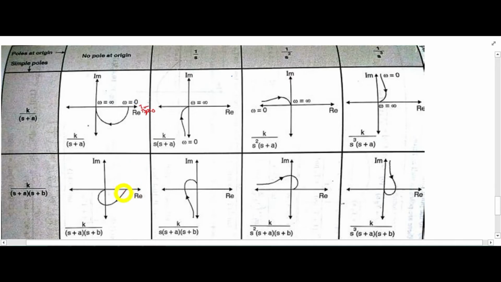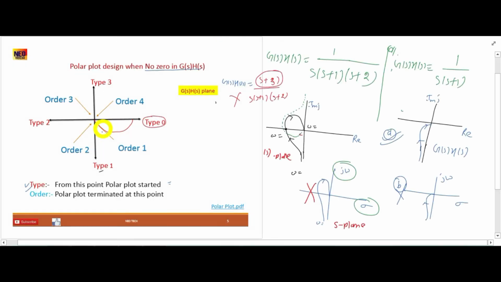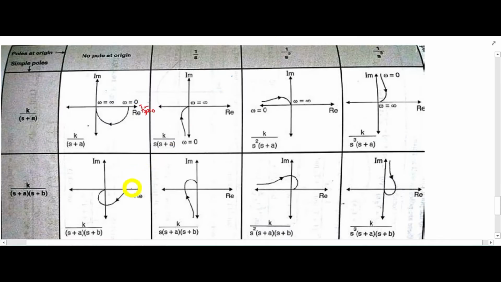Clear? Now what is the order of this system? Let's see the maximum power. Maximum power of this system is S into S, that will become S square, means order of system is 2, means if the order of system is 2, then the plot goes and terminates at this point. We know the plot terminates at this point for order 2. Clear? So the approximate plot of this type of function, if a function looks like 1 divided by S plus 1 and S plus 2, this is a similar function, then their polar plot looks like this.